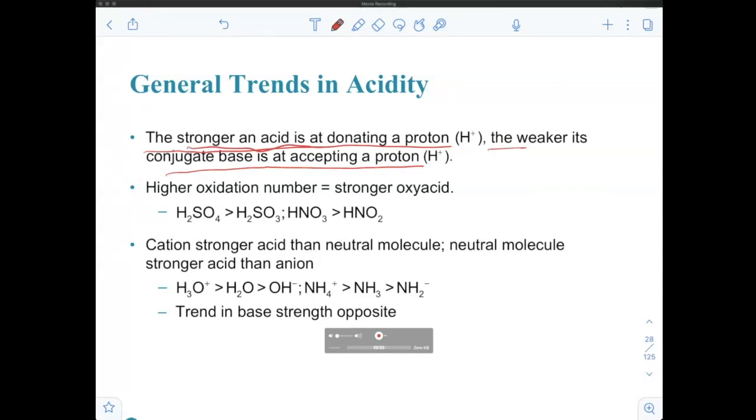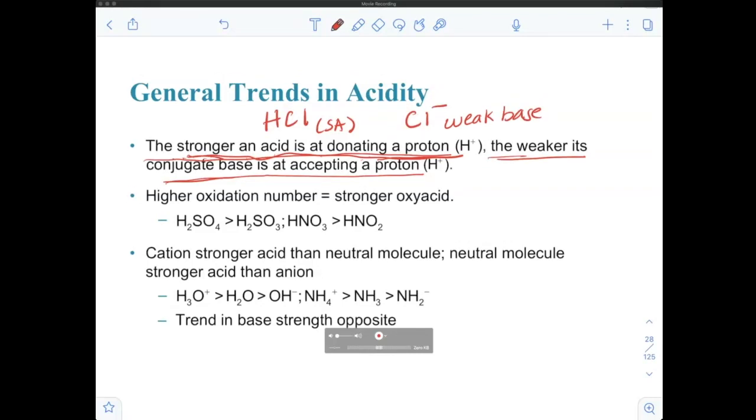So this is under the section of Bronsted-Lowry. Remember, acids tend to produce a conjugate base. So you have a strong acid producing a weak conjugate base, and a strong base producing a weak conjugate acid. The stronger an acid is at donating a proton, in other words, the stronger the acid, because the acid donates protons, the weaker its conjugate base. For example, if HCl is a strong acid, its conjugate base, Cl minus, is a weak base.